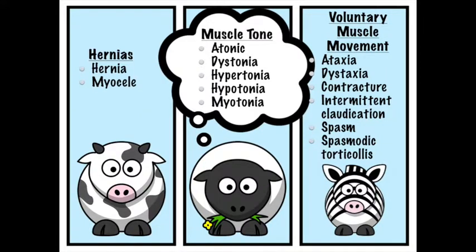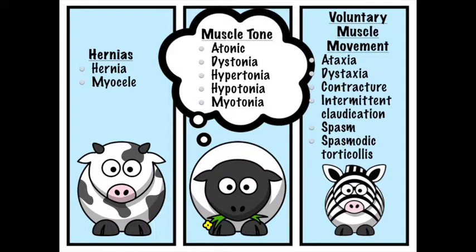Now we'll look at hernias, muscle tone, and voluntary muscle movements. A hernia is the protrusion of a part or structure through the tissues normally containing it. A myocele is the protrusion of a muscle through its ruptured sheath or fascia. Myo meaning muscle, and celle meaning hernia.